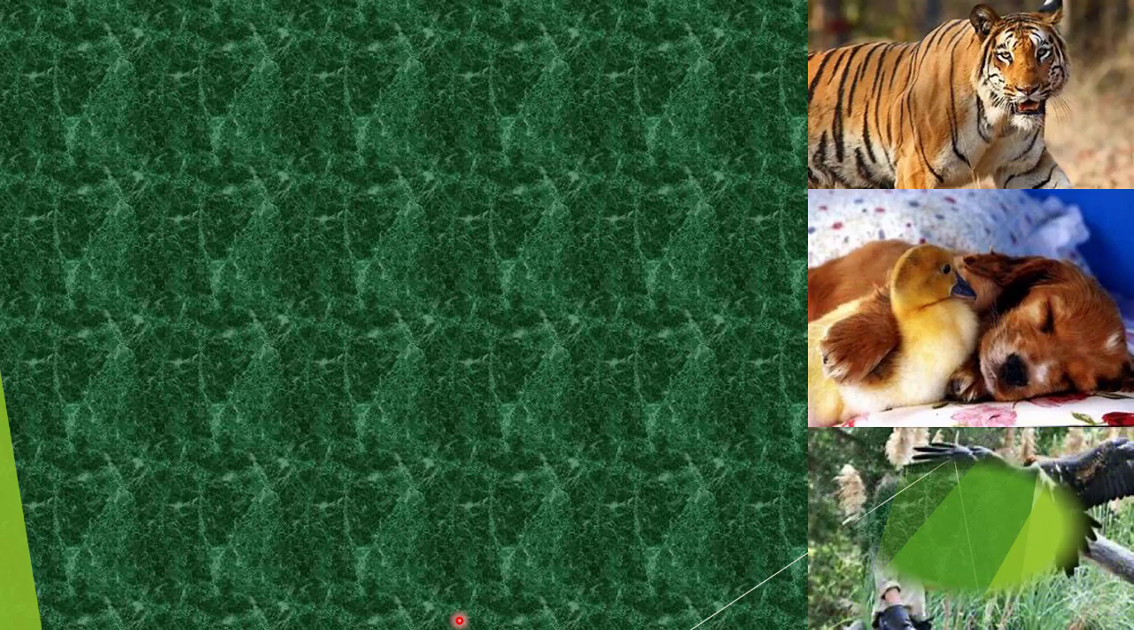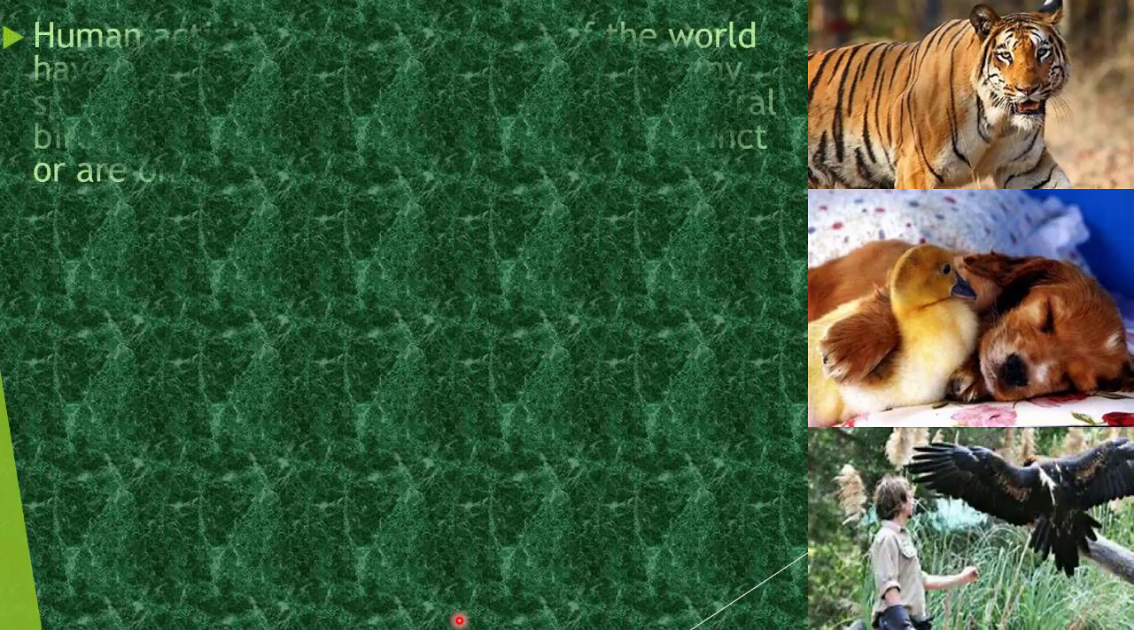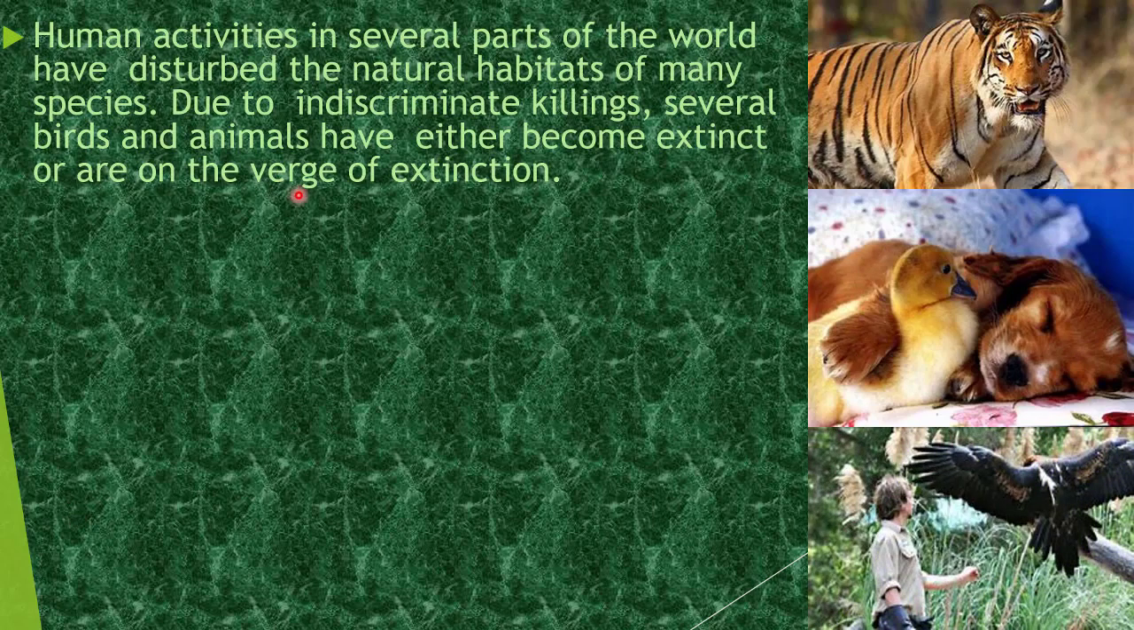Now the next one, we have to conserve the wildlife. The human activities in several parts of the world have disturbed the natural habitats of many species, and due to indiscriminate killing, several birds and animals have either become extinct or are on the verge of extinction.